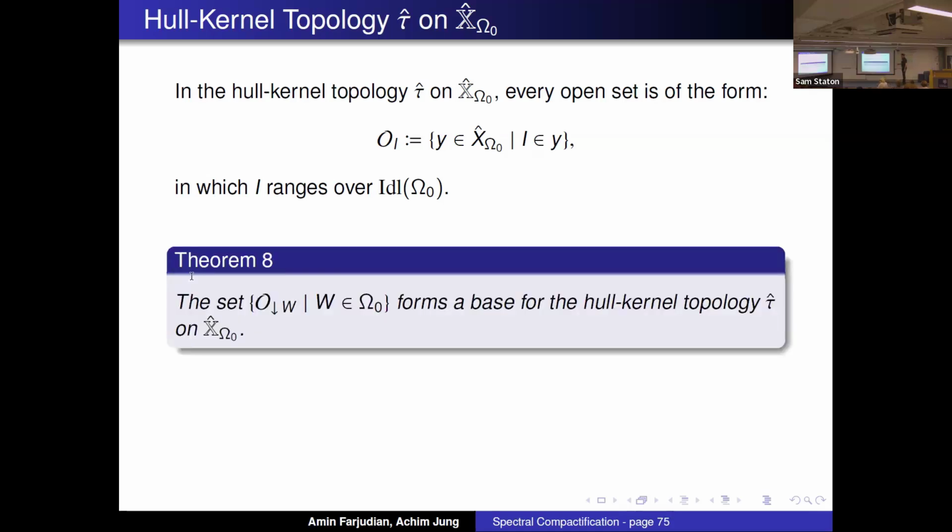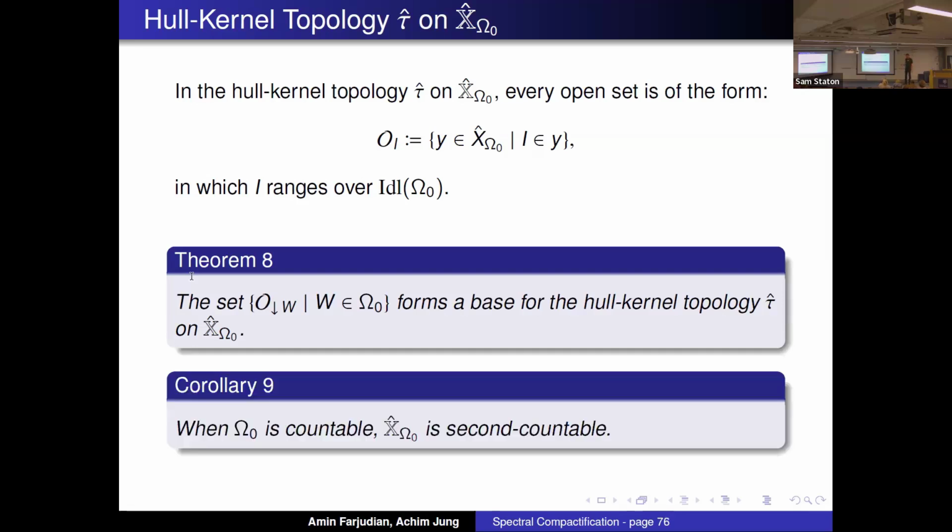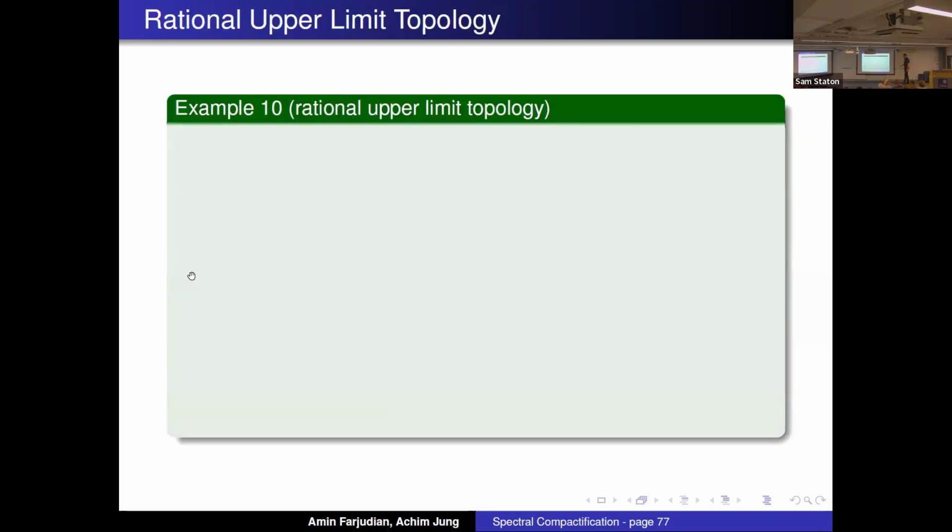With that, we can show that for a base of the hull-kernel topology on this spectral space, all we need to take is the sets of the form O down arrow W. These are principal ideals where W comes from omega 0. So if you choose your omega 0 carefully, make sure that it's countable, for example, then the spectral space that you get is going to be second countable, which is very useful for computation.